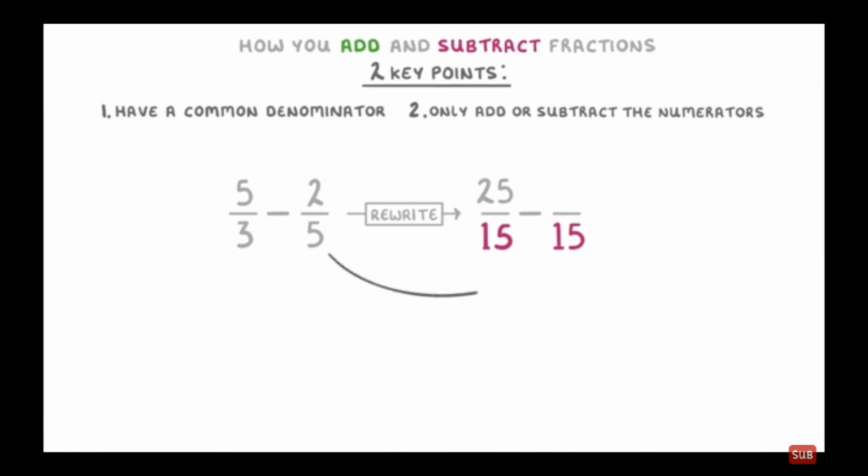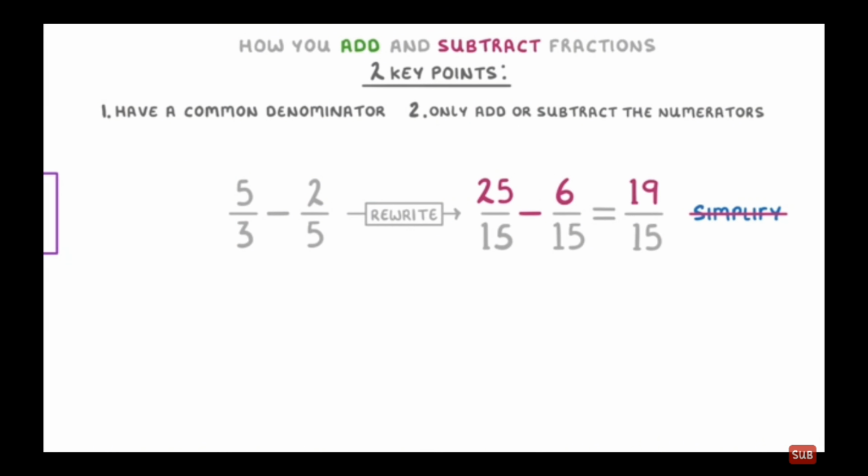And to get from 5 to 15, we've multiplied by 3. So we also multiply 2 by 3 to get 6. Then lastly, as we only subtract the numerators, we do 25 take away 6 to get 19 over 15. And again, we can't simplify that at all, so we leave that as our final answer.